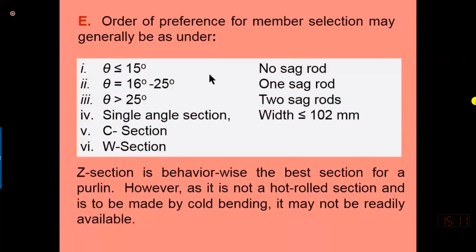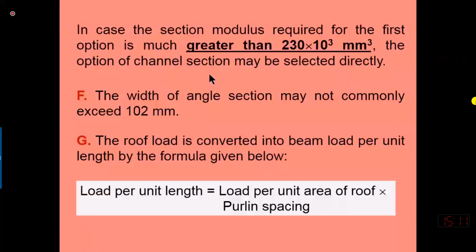The width of the angle section may not be more than 102. I have already explained: the roof load is converted into the beam load per unit length by the following formula. All loads acting on the purlin from the roof sheet are the roof sheeting, dead load and live load. These are areal loads distributed over the area, so we need to convert this load into UDL. We can convert it by multiplying the load per unit area acting on the roofing by the purlin spacing, the panel length. That will be the UDL.